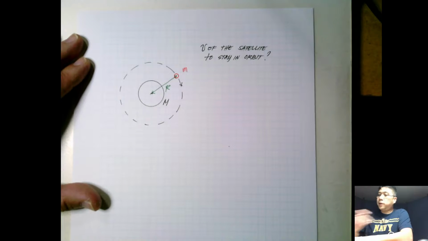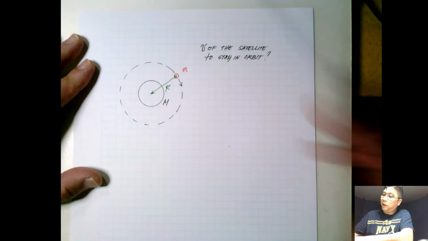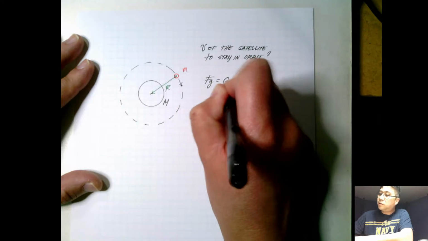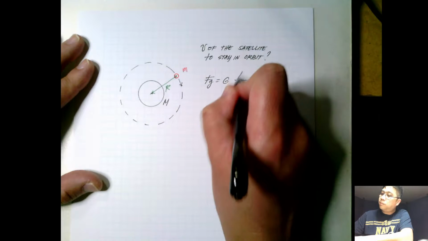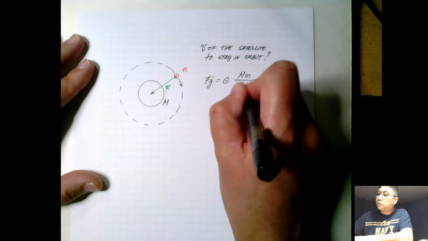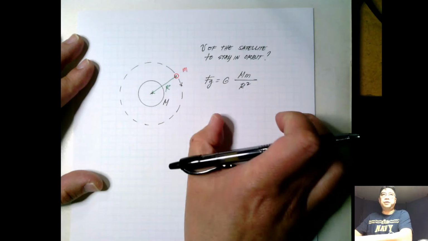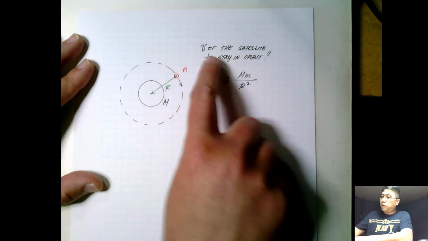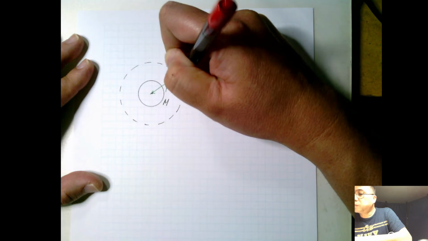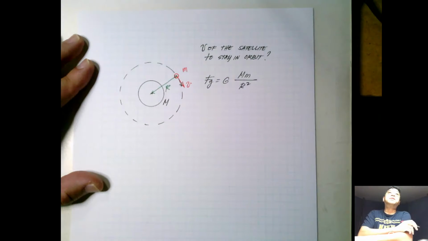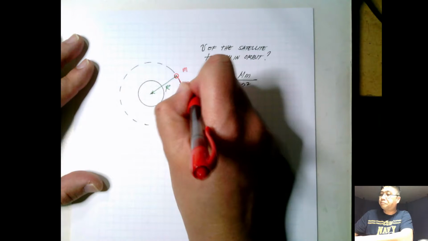Let us begin by applying the force of gravity, which is Fg equals G times M and m, the product of the masses, divided by the square of the distance r. Now the velocity that we're trying to figure out here is the tangential velocity, the tangential velocity v of the satellite.